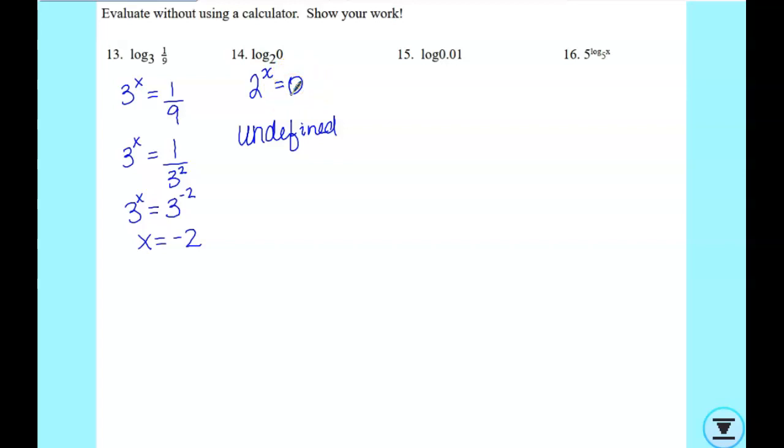On 15 is going to end up to be very much like 13. The first thing we want to do is rewrite this part right here as a fraction. So this is log 1/100th. And remember, there's no base on this log, so this is really log base 10 of 1 over 100. And we want to rewrite this number so that it's a power of this number here. So we have log base 10 of 1 over 10 squared.